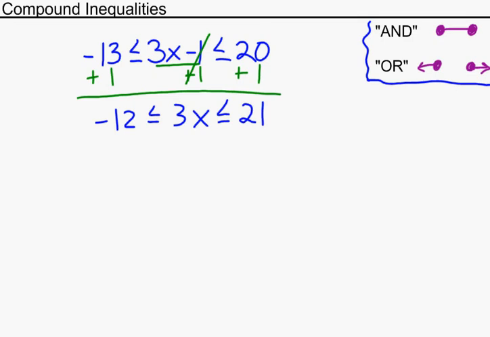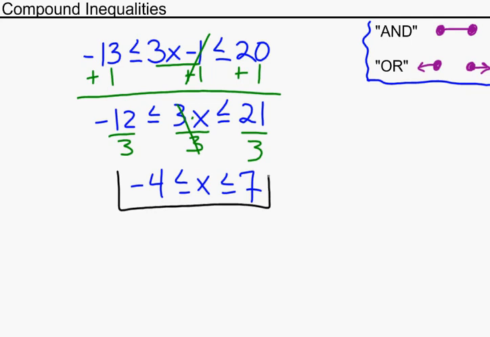Now I want to get this 3 by himself. He's attached with multiplication. So I'm going to divide everybody by 3. Those cancel out. I'm left with negative 4 is less than or equal to x is less than or equal to 7. Or my solution set being all the numbers between negative 4 and 7, including negative 4 and 7.